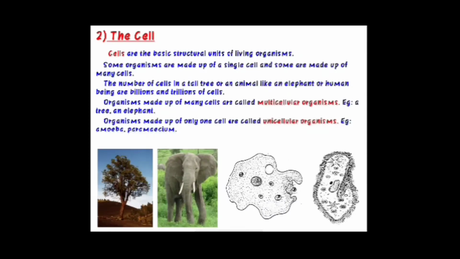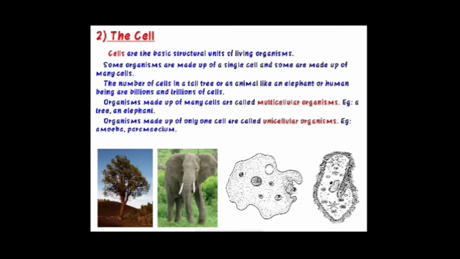So, cells are the basic structural units of living organisms. Some organisms are made up of a single cell and some are made up of many cells. The organisms which are made up of many cells are known as multicellular organisms, for example, a tree or an elephant or a crocodile or you yourself. And organisms which are made up of only one cell are called unicellular organisms, for example, amoeba or paramecium, and there are many more examples.